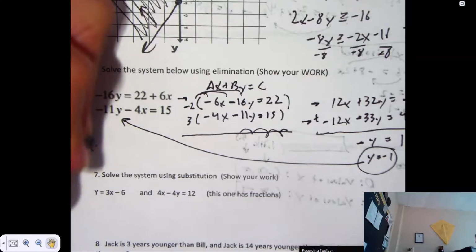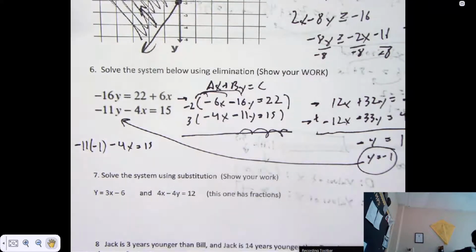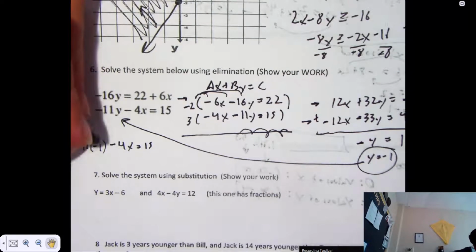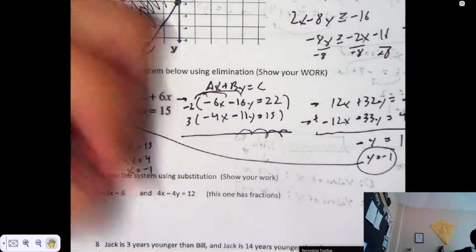Negative 11 times a negative 1 minus 4x is a 15. I did this to get x, by the way. That's going to become positive 11. 15 minus 11 is 4. And I divide by the negative 4 and I get x is negative 1.